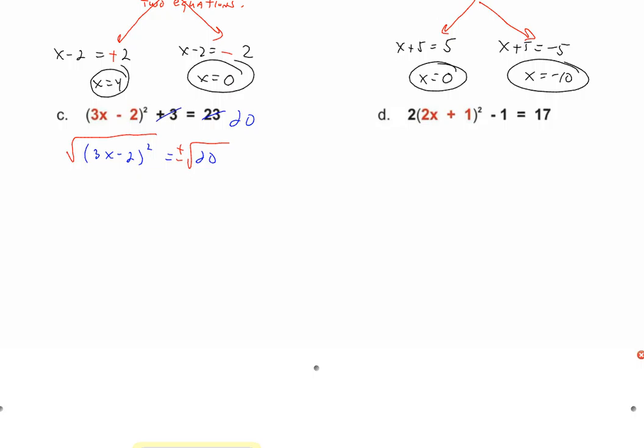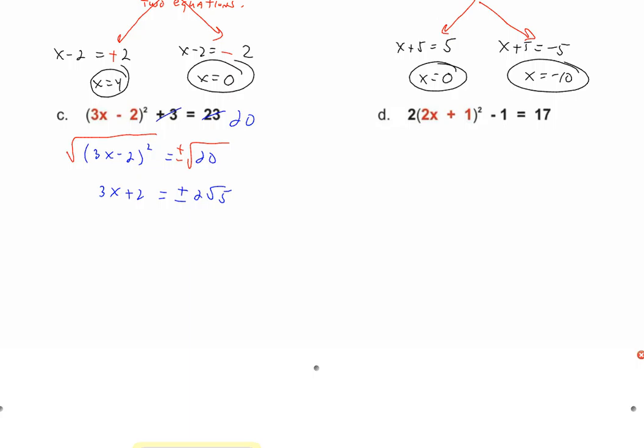All right, hopefully you're at this point already. You get 3x plus 2 equals plus or minus. Somebody tell me what the square root of 20 simplifies into? Adam? 2 times the square root of 5. Man, Adam's got his roots down. 2 times the square root of 5, right? Plus or minus 2 times the square root of 5.